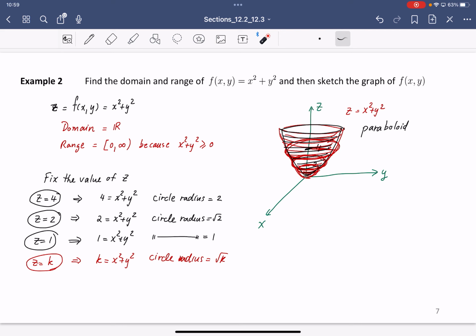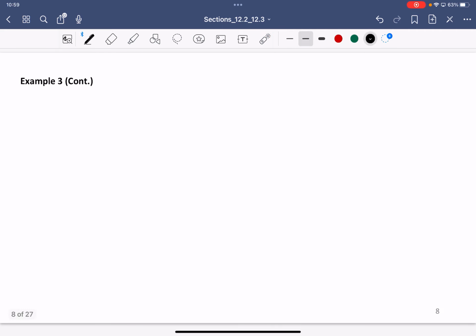Because of this graph, you can graph another graph in the same way, but I'm going to show you some graphs that are super important in the future. Example 3 is some important graph.